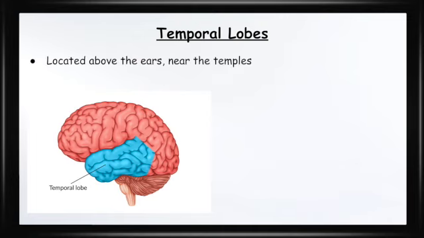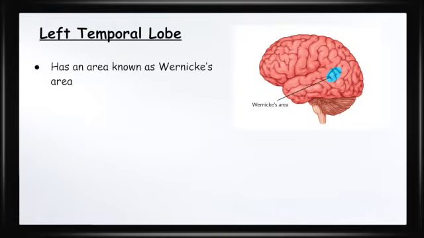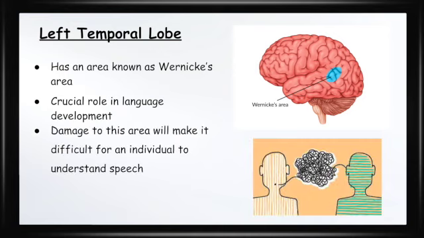The temporal lobes are located above the ears near the temples. They are responsible for processing incoming information from the ears. The left temporal lobe has an area known as Wernicke's area. This plays a crucial role in language development. Damage to this area has the opposite effect to damage to Broca's area. Individuals suffering from this will be able to speak, but they will experience difficulties in comprehending what has been said.